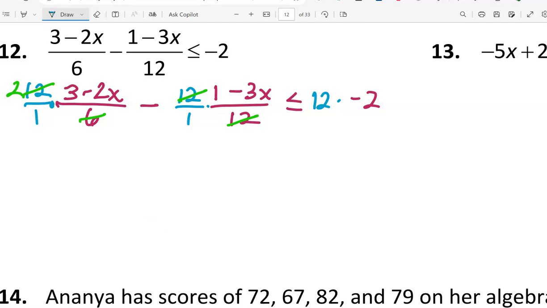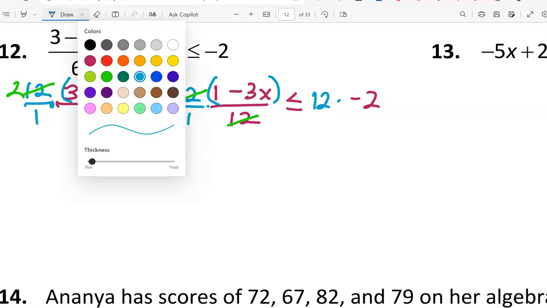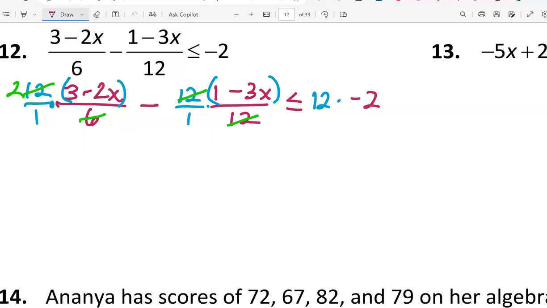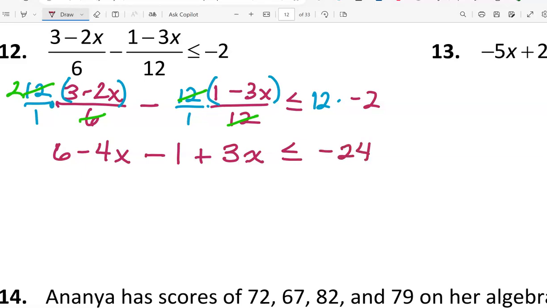Something to keep in mind now is that, remember, there are those understood parentheses. So 2 times 3 minus 2x is 6 minus 4x, and I don't have a factor to distribute to the second fraction, rather to the numerator of the second fraction, but I do have a minus sign. So -1, and then minus -3x is positive 3x, or addition of 3x. 12 times -2 is -24.